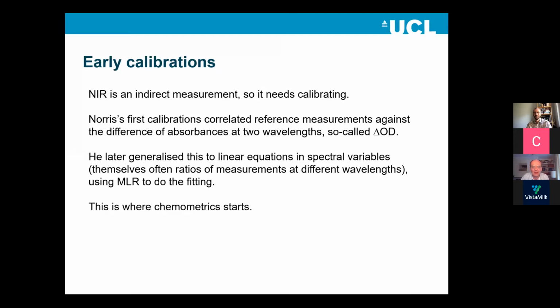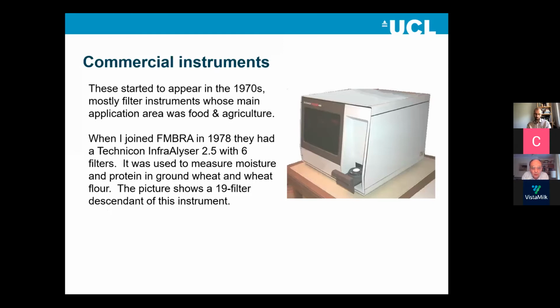But I took a lesson from that. Often you don't need complicated methods to do these things. So Carl's work, continuing the history lesson, Carl's work inspired, and the demand from food and ag inspired commercial companies to market the first instruments. And these were, the early ones were filter instruments, typically with half a dozen interference filters with wavelengths chosen by Carl effectively, because they work quite well for things like moisture, protein, fat.